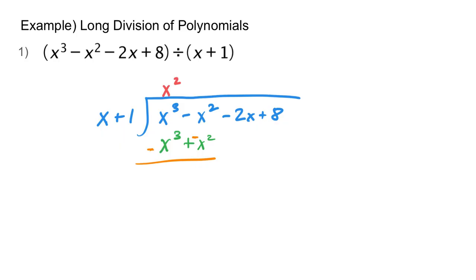So I can do x to the third, and think of it instead of minus x to the third, I can think of it as plus negative x to the third. And what should always happen here is those should always cancel out. If they don't cancel, you've probably done something wrong. Now I'll focus my attention here to this. And I have negative x squared plus negative x squared, which gives me negative 2x squared.